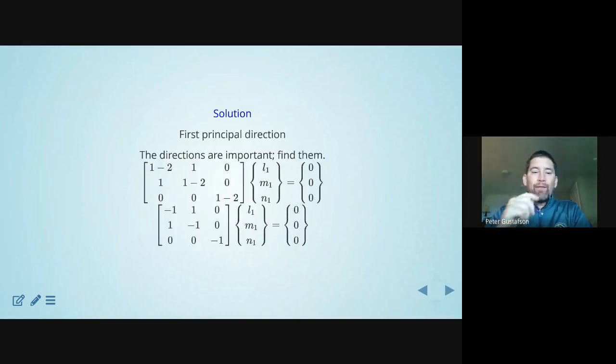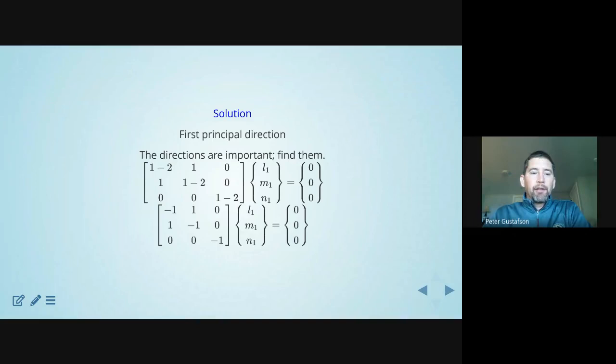Now, of course, we found the principal stresses, but we have not yet found the principal directions. And we know that these principal directions are important. So we'll go ahead and find the principal directions.